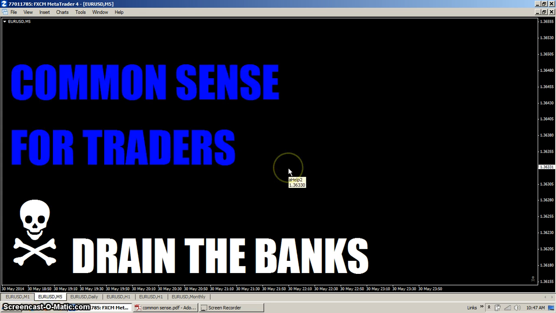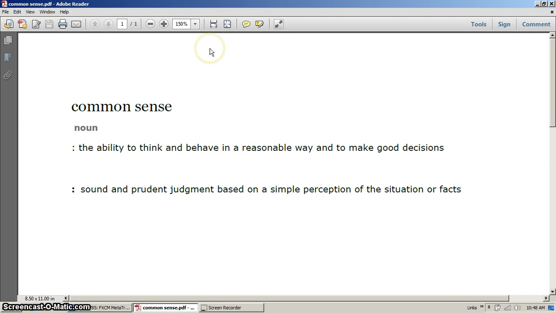Today's topic: common sense for traders. I'm sure probably on a daily, maybe weekly basis, you hear somebody talk about common sense. What is common sense? Well, I looked it up in the dictionary. It says common sense: the ability to think and behave in a reasonable way and to make good decisions. The more complete definition is: sound and prudent judgment based on a simple perception of the situation or facts.